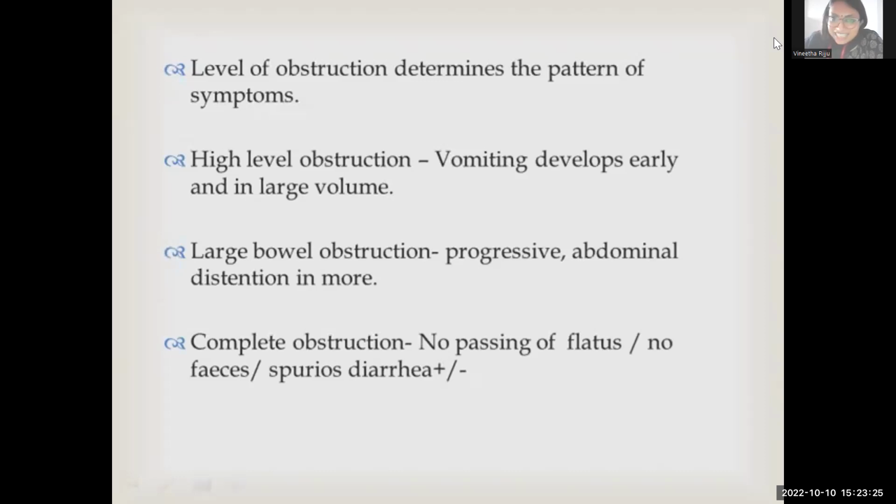Today, I'm hardly seeing any answers in the chat box. If you don't want to type, you can speak. So where do you find spurious diarrhea? No answers.